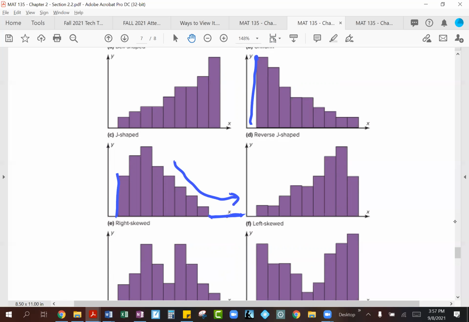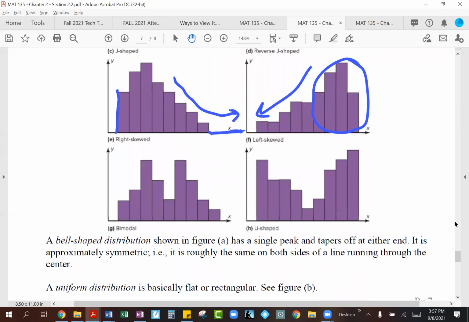This one here is called left skewed, because again, the gathering of most of your taller columns is on the right-hand side, but then as you're moving to the left, it's tapering out, right? So the tail is to the left. So that's why this is called left skewed.